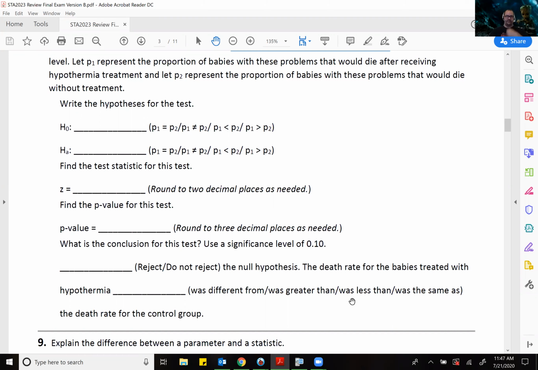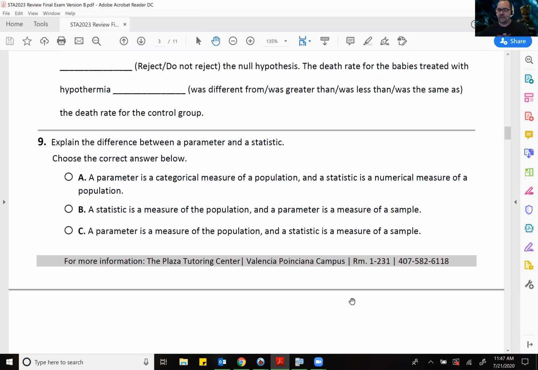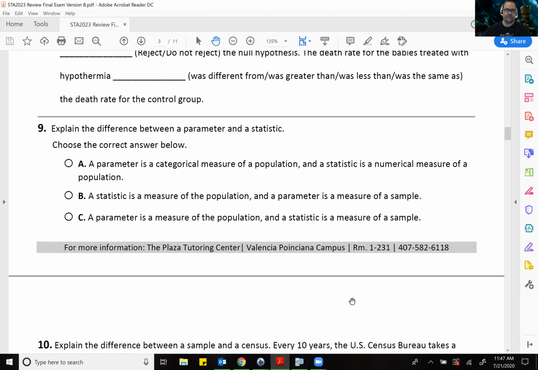There we go. And that's how the cookie crumbles. Moving on to number 9. So number 9, again, talking about parameters and statistics. This, I think, is going to jump. This is where we jump back to 7 a little bit. I think we're going to do some, just to double check.